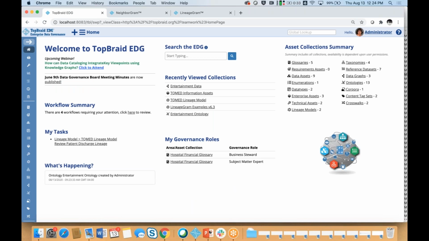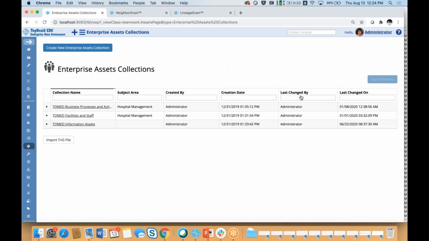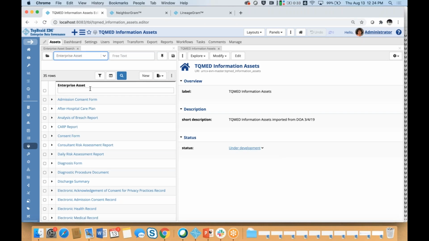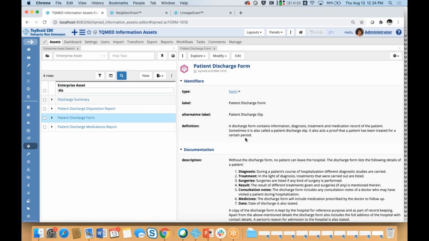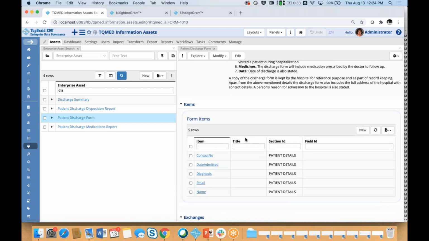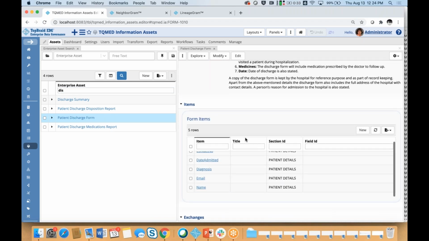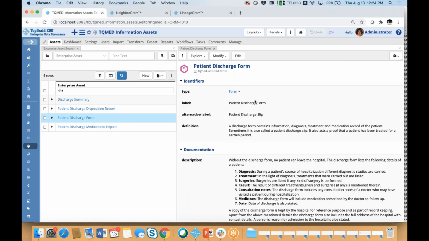So you see all these different subgraphs that I have here. I'm going to look at the one that has enterprise assets. My example here is in the medical domain. So I have some information assets such as forms and reports. For example, the patient discharge form. We can see all sorts of information about it, including form items that are part of it, and it's referenced in different programs, and we can get that information as well.